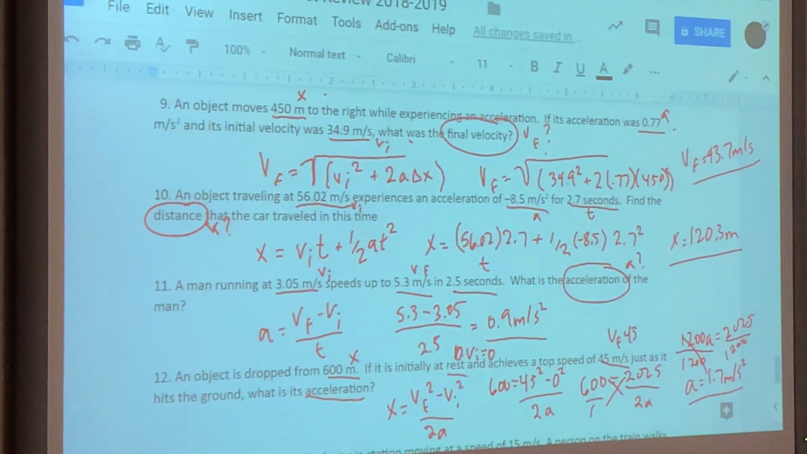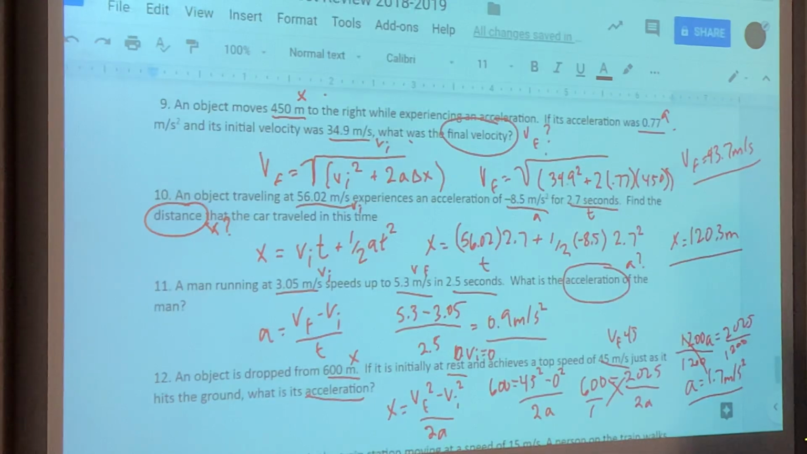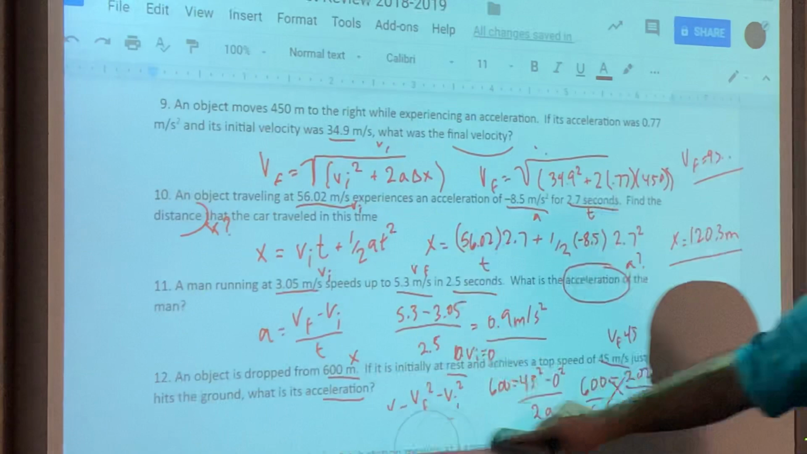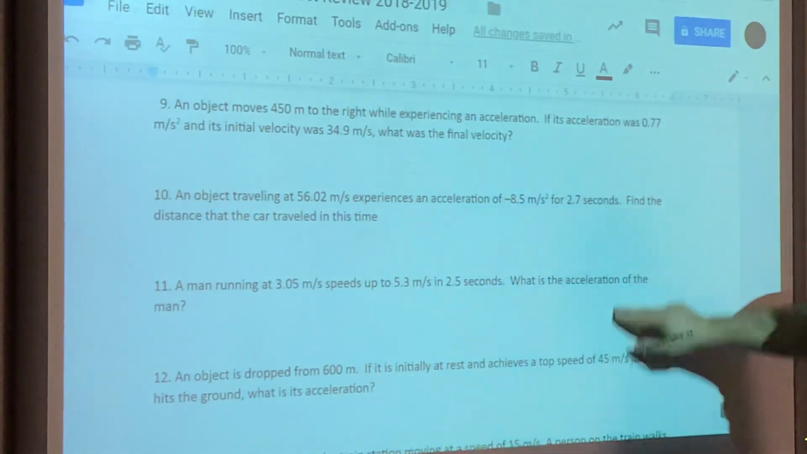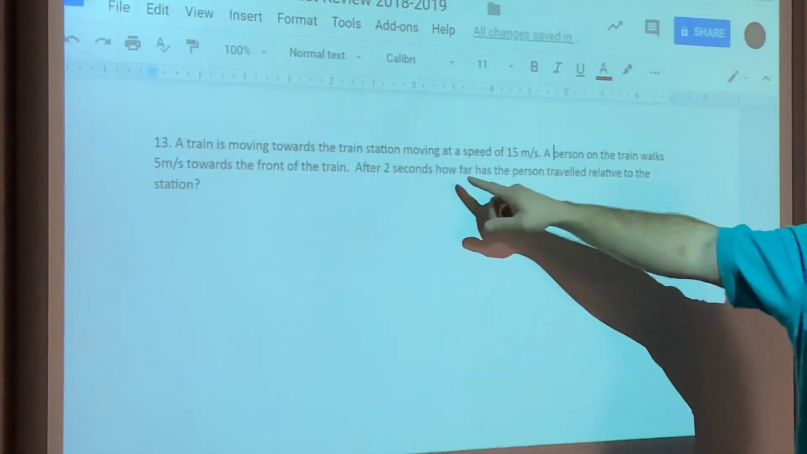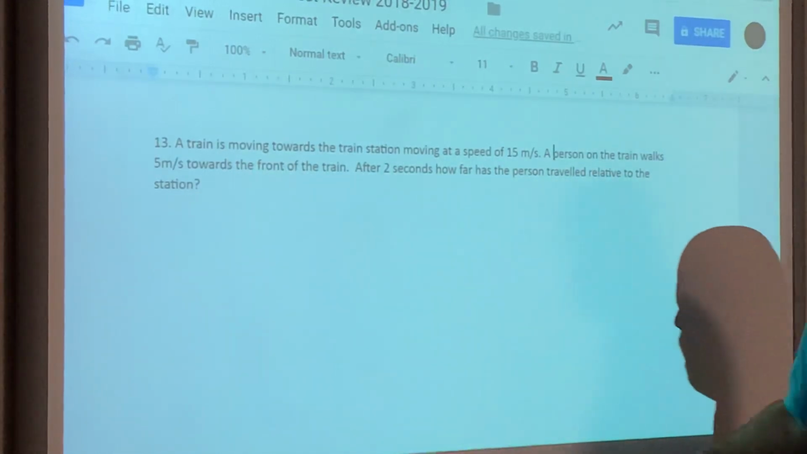All right, and then the very last problem deals with relative velocity. It's what we covered yesterday in class. Relative velocity has to do with your speed in relationship to other things. We talked about that and how that's different. So in the example problem that y'all did yesterday, or the quiz problem, it says that you have a train moving towards a train station.